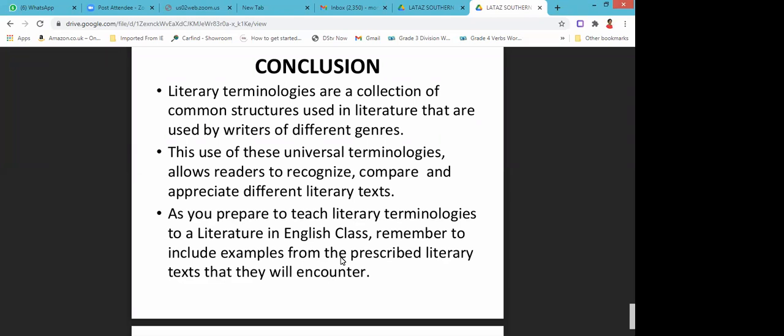And lastly, as you prepare to teach literary terms to a literature in English class, remember to include examples of or from the text that they're going to encounter, as well as even from popular culture. Use what they know and then go to the unknown.